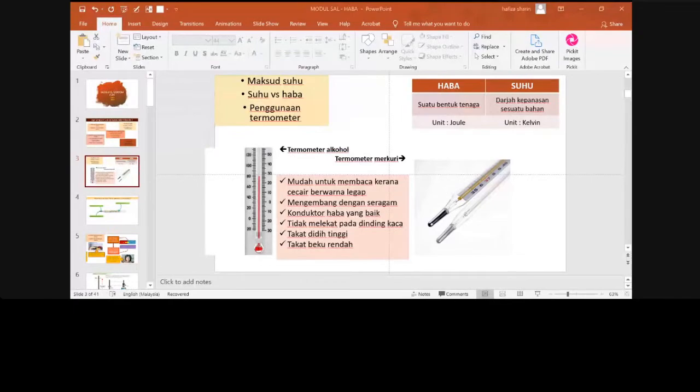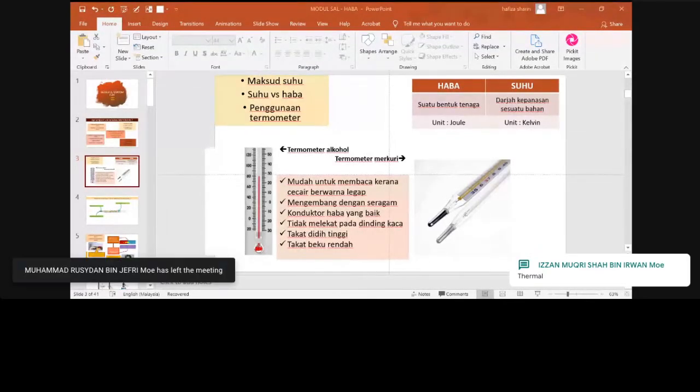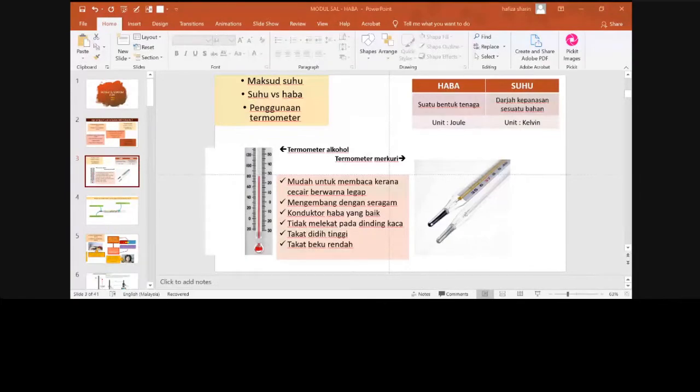Therma is actually heat. Thermal in English is thermal. Thermal is heat. Whatever related to heat, it is just a scientific connotation.